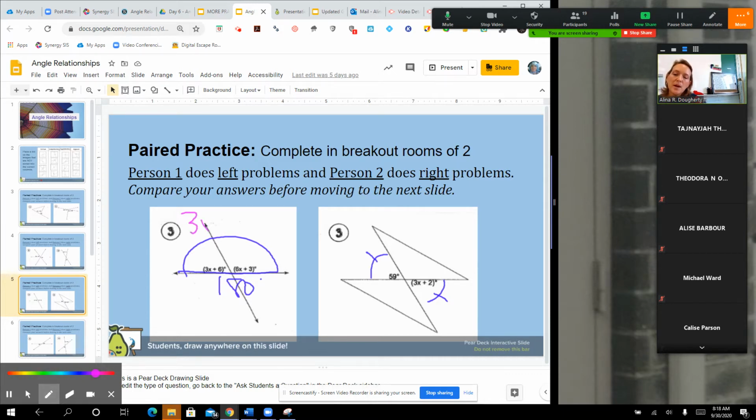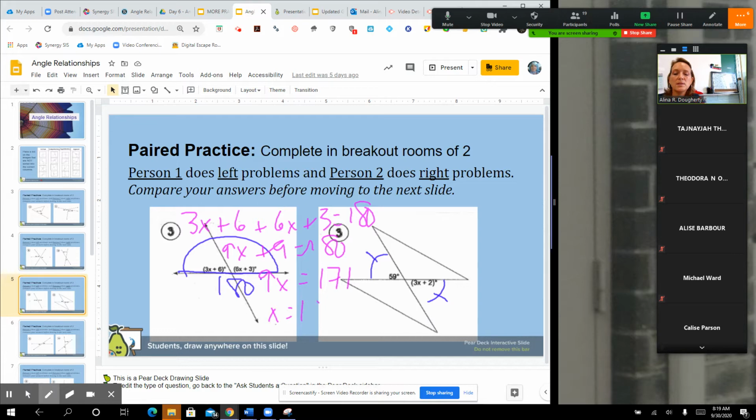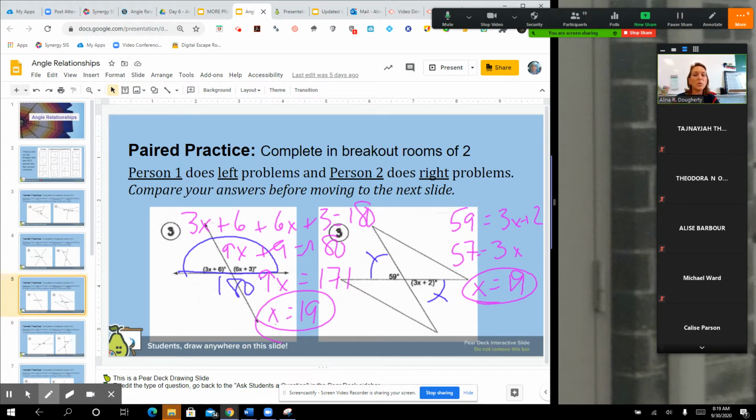So if we do 3x plus 6 plus 6x plus 3 equals 180, we get 9x plus 9 equals 180, or 9x equals 171, and x equals 19. We do the other problem, those are vertical angles. So we do 59 equals 3x plus 2. So we get 3x equals 57 and x equals 19. Our answers match. We set up one equation because it was supplementary. They're a linear pair, so 180. And we set up the other equation equal because they are vertical.